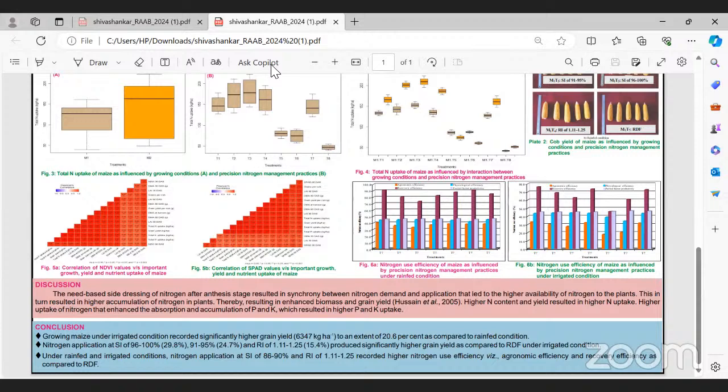Nice presentation, Shiv Shankar. Which hybrid was used in maize? Yes, sir. We have used NK6240 hybrid, sir, which is a national hybrid. What is the yield potential of that hybrid, comparing both irrigated and rain-fed? Rain-fed, yes, sir. 50 to 60.